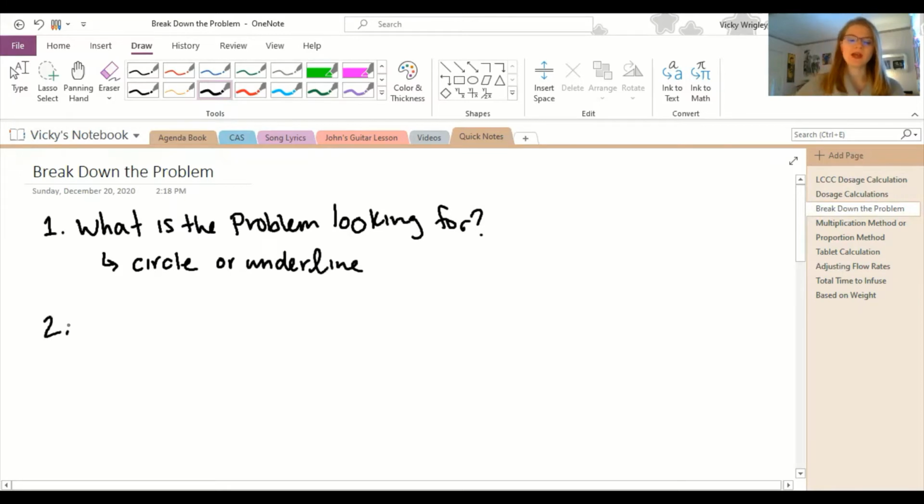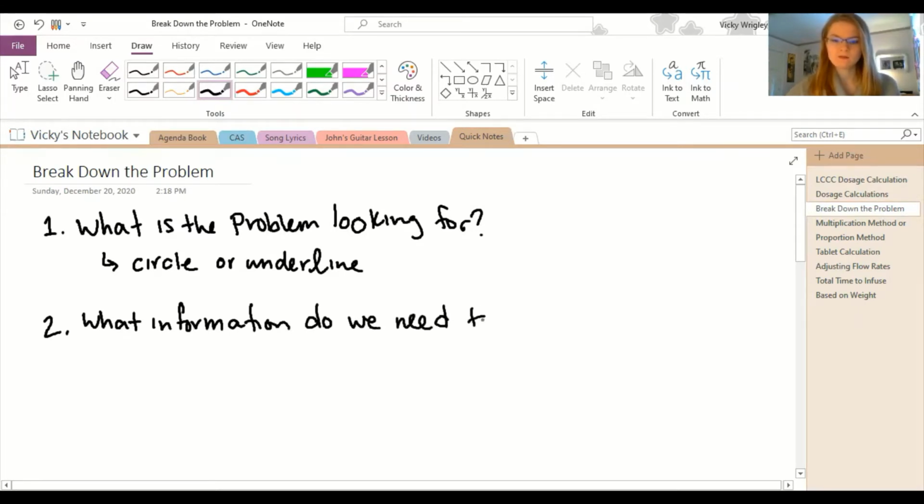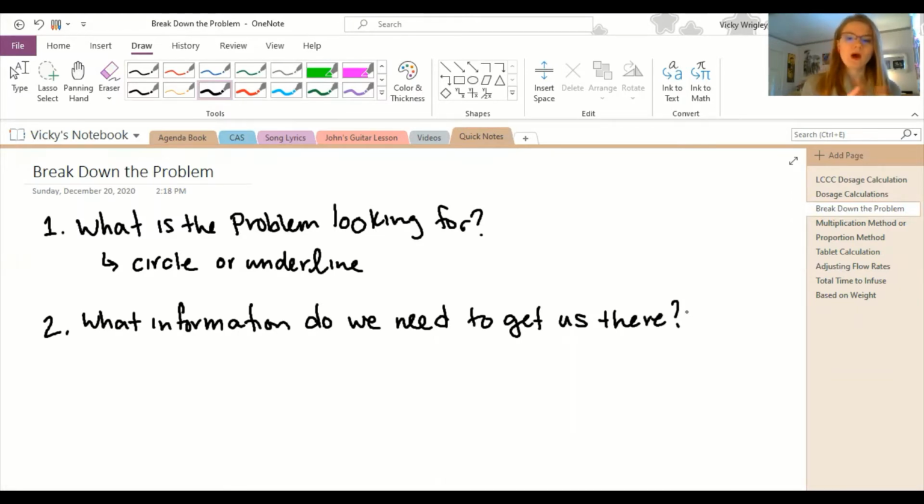Now, the second question you're going to ask yourself is, what information do we need to get us there? So what information do we need in the problem to get us to our answer? As I mentioned earlier, every dosage calculation problem requires some kind of conversion. You're going from one set of units to another set of units. That's the core of every dosage calculation problem.